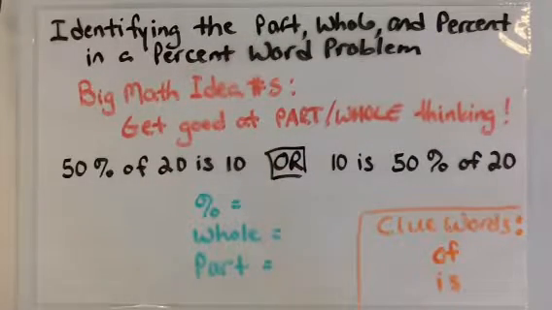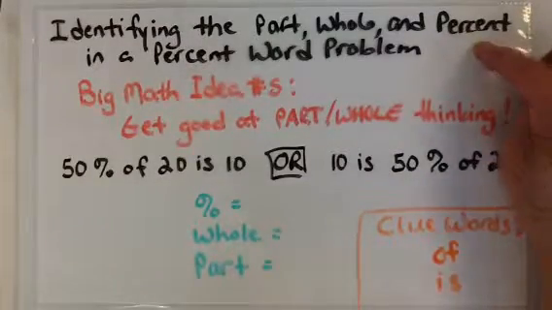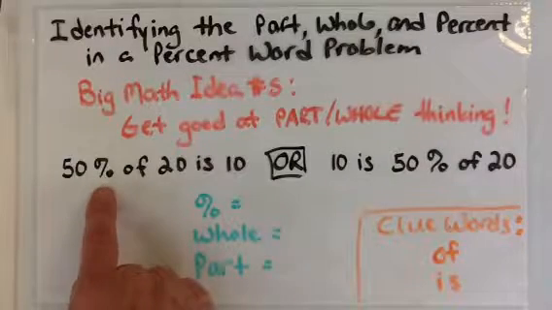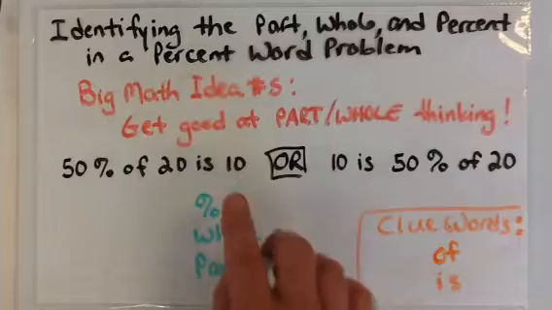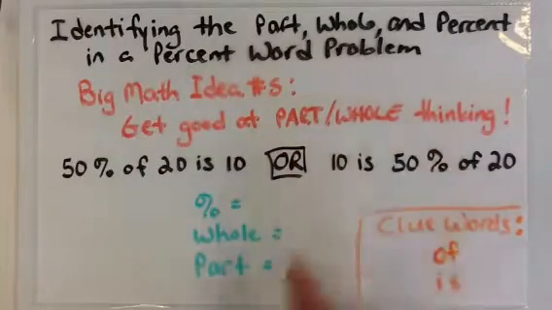So the very first step in working toward successfully calculating answers to percent word problems is being able to distinguish the part and the whole. It's not hard to figure out what the percent is, because the percent is the number that always has the percent sign after it, so that's no big deal. But the big deal is getting good at part-whole thinking.